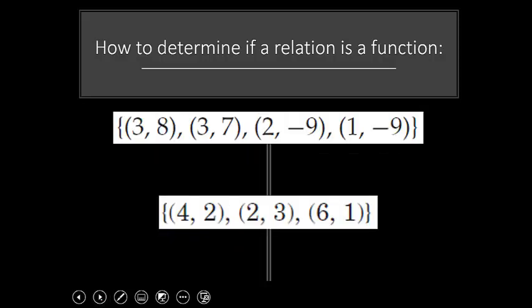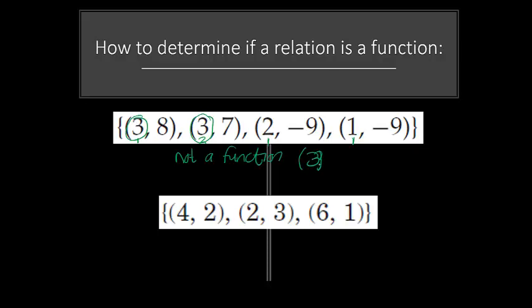How do you determine if a relation is a function? By looking at the ordered pairs. So in this instance, I'm going to look at my x values. So here I've got the number 3 for the first time, and I've got the number 3 for the second time. I've got the number 2 for the first time and the number 1 for the first time. Because this 3 is repeated, this is not a function because x cannot repeat. Let's look at our second example. I've got 4, I've got 2 and 6. None of my x's repeat, therefore this is a function.